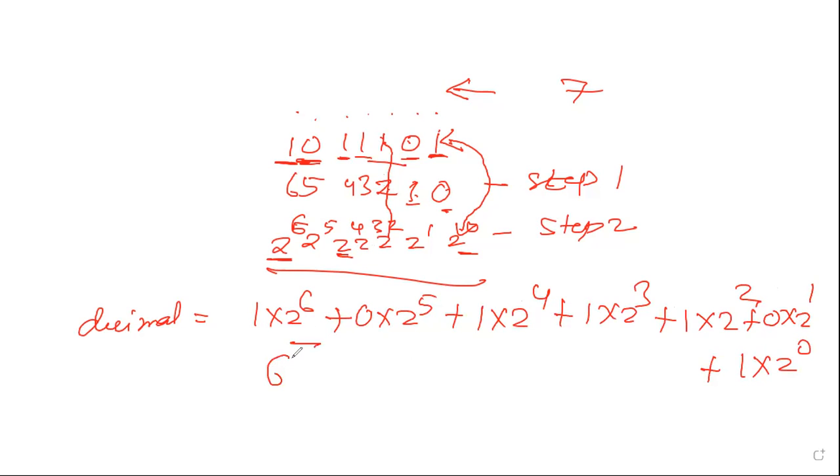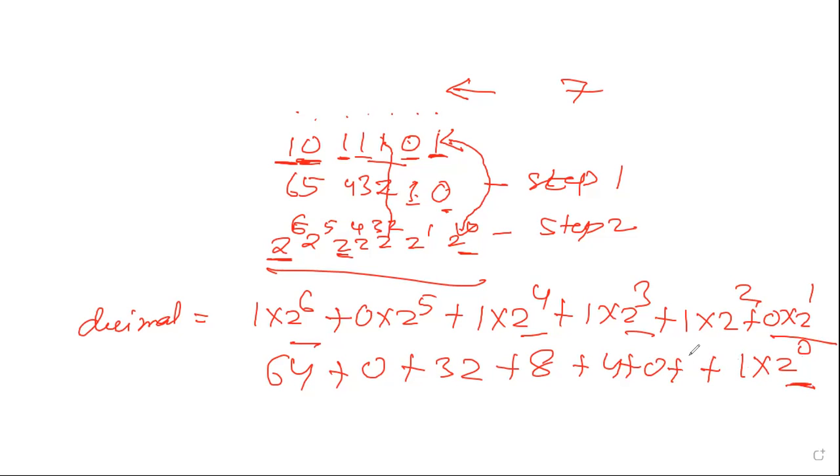2 to the power 6 is 64. This is 0, so I'll just leave it. 2 to the power of 4 is 32, 8, 4, 0. And then 2 to the power 0 is always 1. So it will be 1. Now calculate all these values. 64 plus 32 is 96, plus 8 is 104, 108, 109. So this number is equal to 109 in decimal. This will be 109 in decimal.